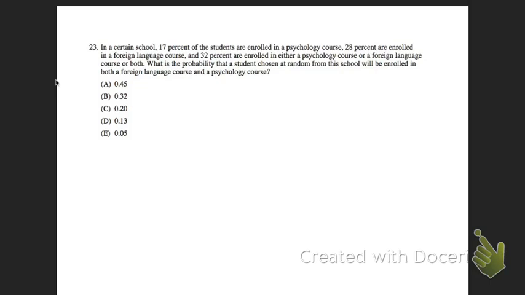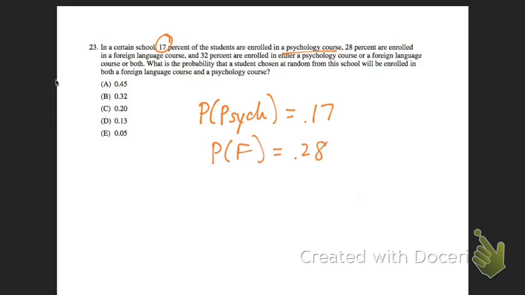Okay, I like this one. So 17% are enrolled in psych, so the probability of psych is 0.17. The probability of foreign language is 0.28. And the probability of psych or foreign language is 0.32. This one was bad.